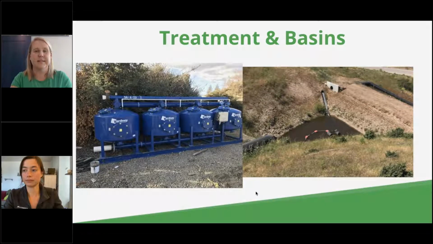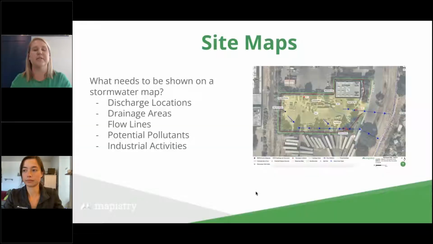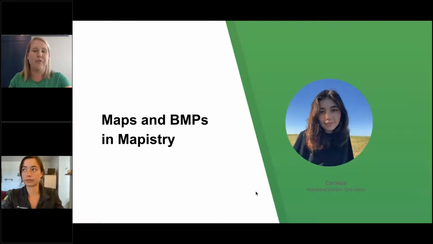Let's see, and then the site map. So the site map, you have your site map in Mapistry. It's going to show you where your outfalls are, where your pollutant sources are, where your BMPs are, and it's considered a living document. So we're going to talk about how to keep your site map current in Mapistry. I've got a quick product guide video for you, courtesy of Carissa. So I'm going to tee that up right now.